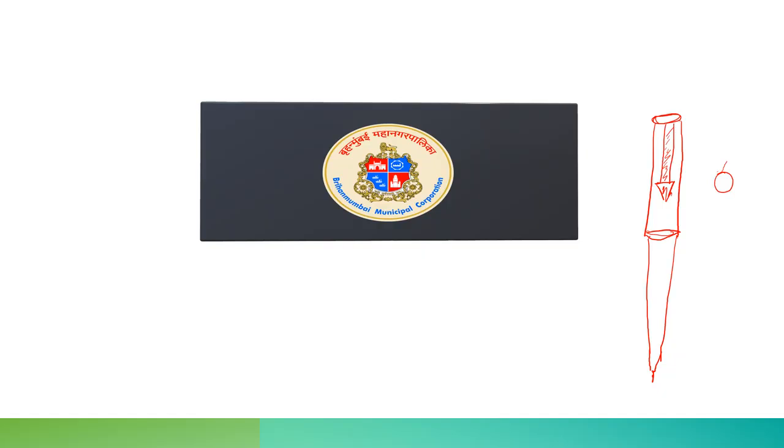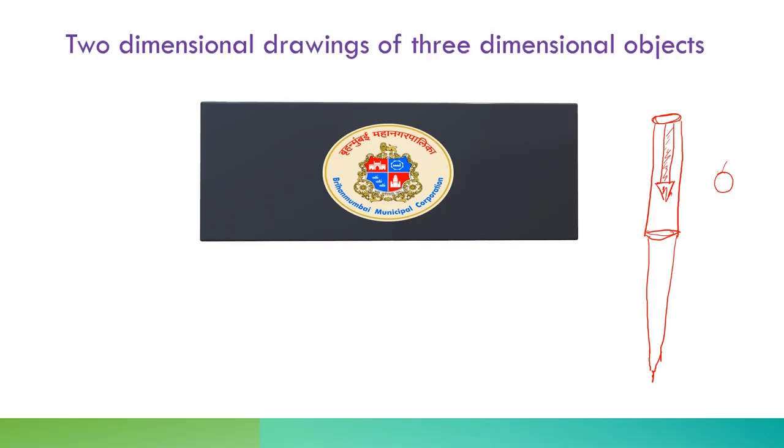Now look at the picture given, not about the pen which I have drawn, but the logo of our Municipal Corporation of Greater Mumbai, Brihanmumbai Mahanagar Palika. On a black sheet of paper I have pasted the logo over there, is it not? And it is a two-dimensional figure. And the other thing what I was talking was about a three-dimensional figure.